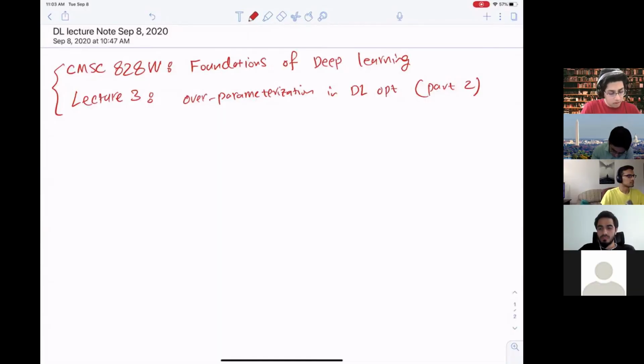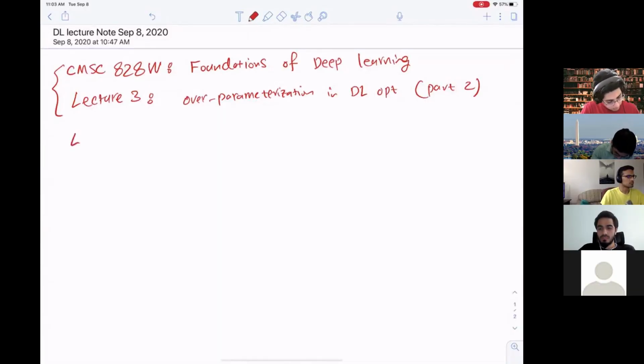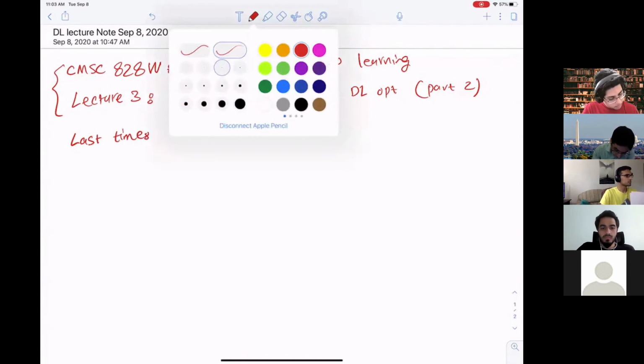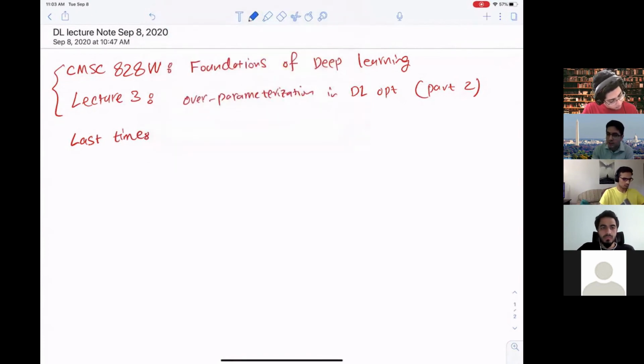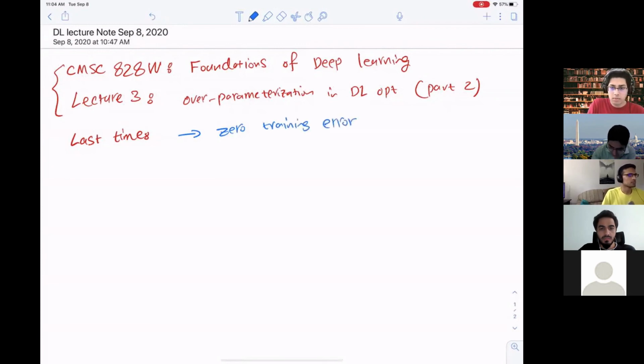All right, so last time we considered the case when our training error is very small. So we had almost zero training error, and in fact, in many practical deep learning implementations, this is in fact the case.